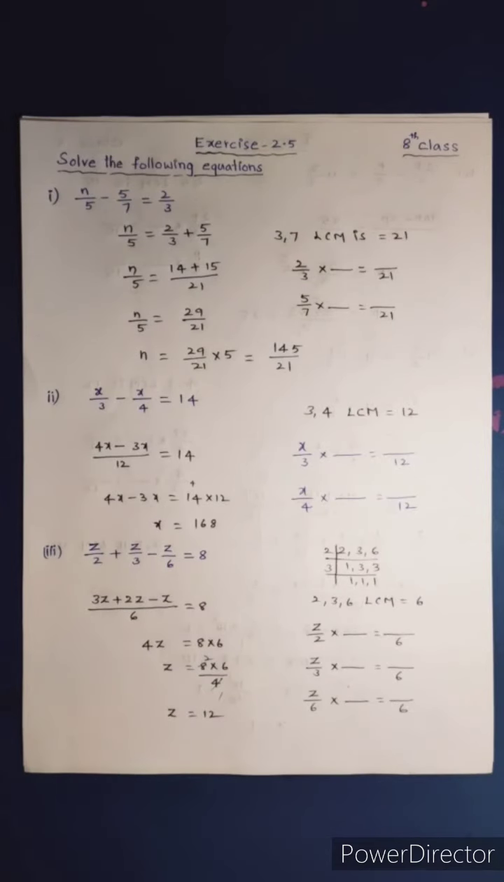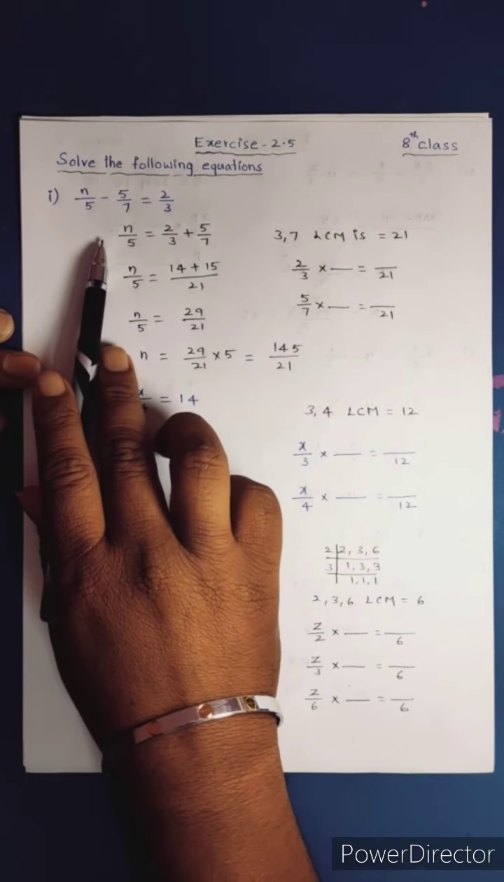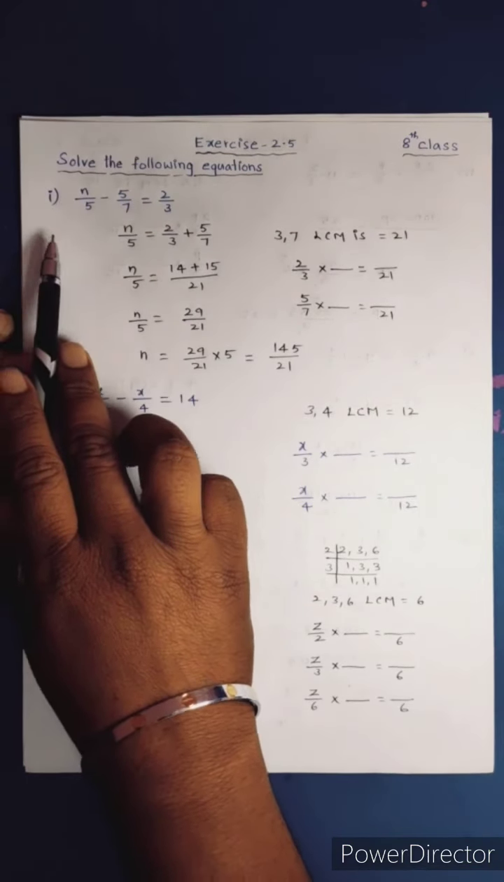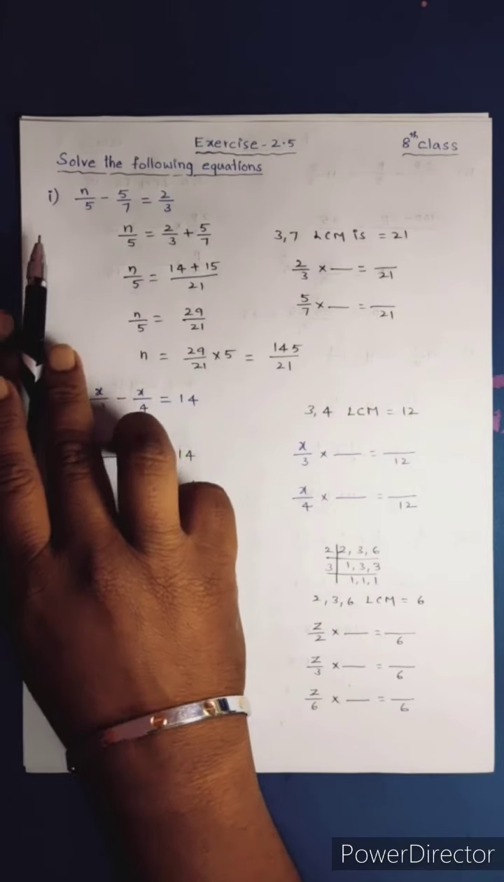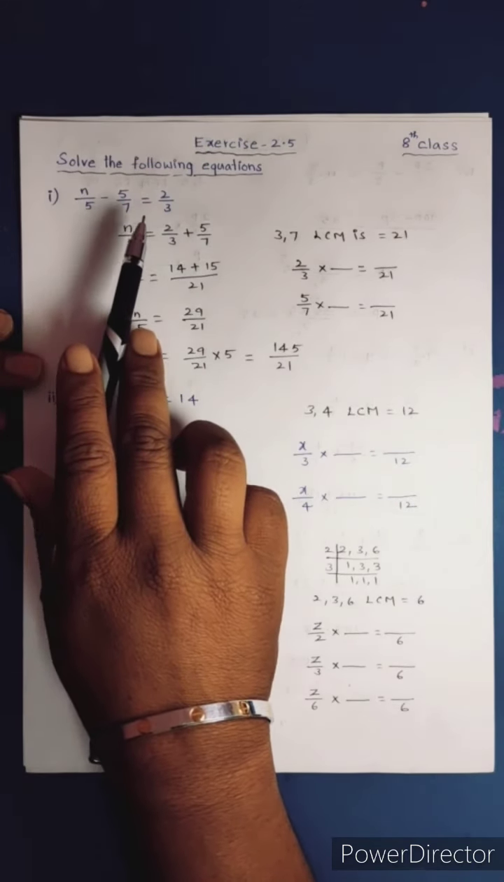Hi everyone, these sums are from the chapter Linear Equations in One Variable, Exercise 2.5. Solve the following equations. First problem: n/5 minus 5/7 equals 2/3. Here there is one variable, the remaining are all constants. Find the value of n. So write n as the subject, then send each number one at a time.